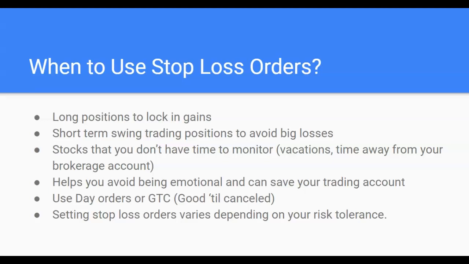So you want to use day orders or good till canceled. A day order is a stop loss, and at the end of the day, if it doesn't execute, the order will basically be over. Or you can use good till canceled; it'll last until you cancel it.